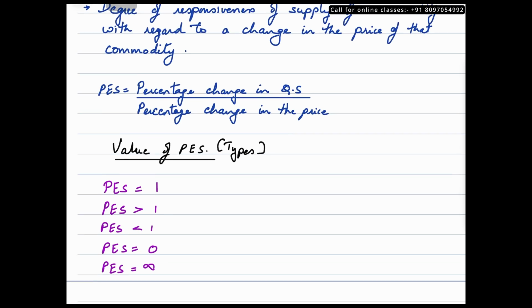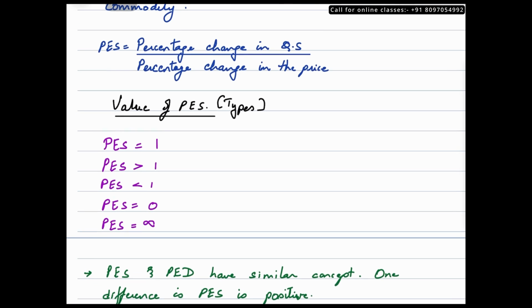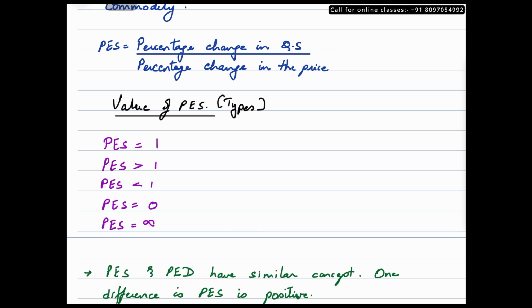Just like the price elasticity of demand, price elasticity of supply also has the same types or values. So PES could be equal to 1, greater than 1, less than 1, equal to 0 or equal to infinity. And the names are also the same. That is, PES equal to 1 is called unitary elastic.